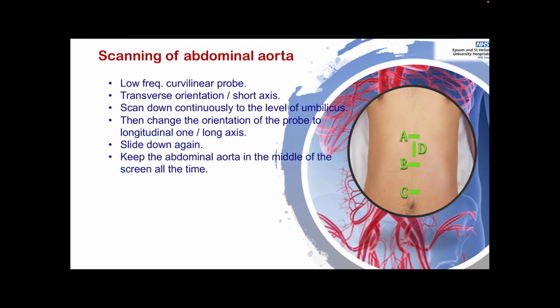Right. We have to make sure that we are keeping the abdominal aorta in the middle of the screen all the time. A sufficient depth is essential to see the vertebral bodies at the back of the image. So make sure that firstly you are going to see the vertebral bodies, and then from the vertebral bodies we'll see all of the other structures.